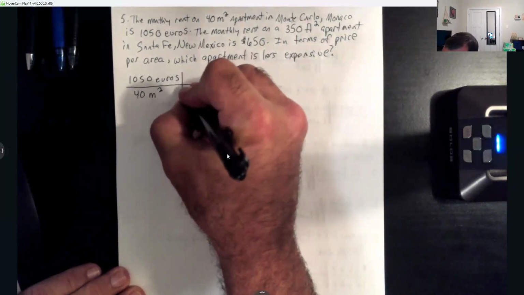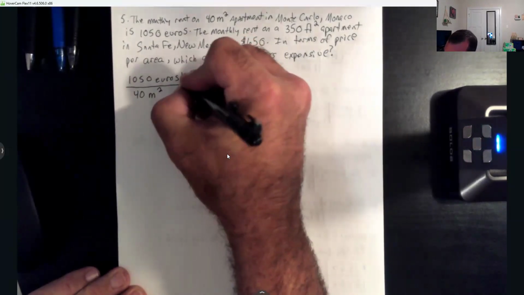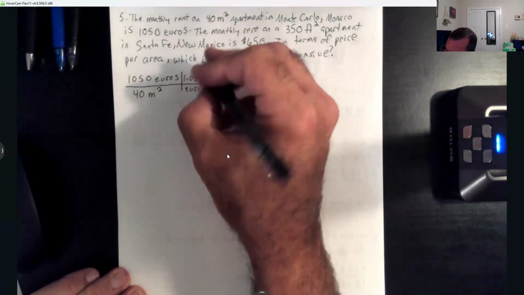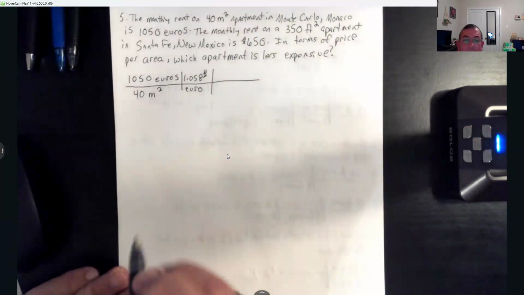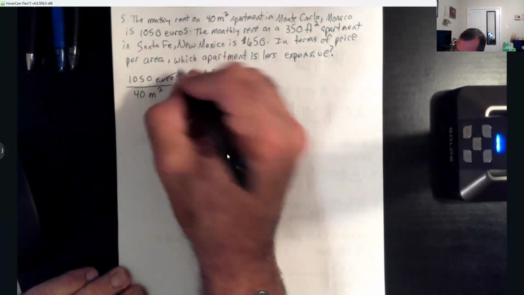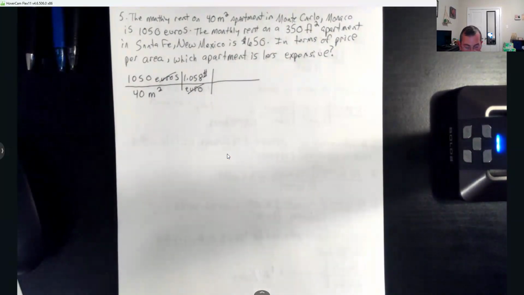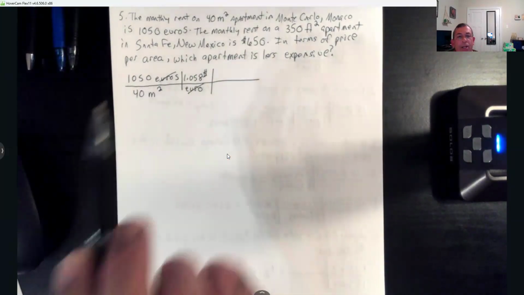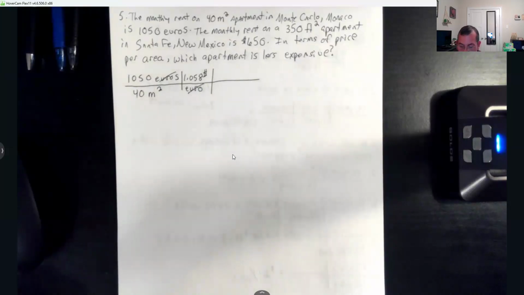So for every euro, that is $1.058. So y'all look at that. My euros will now cancel. So the second thing we got to figure out is to convert meters into square feet. Now, y'all, I'm going to show you something on here.